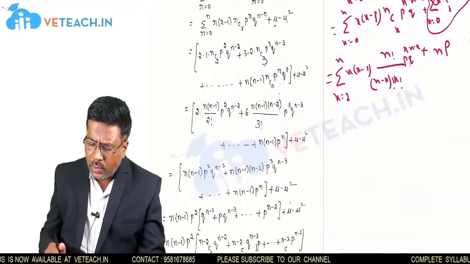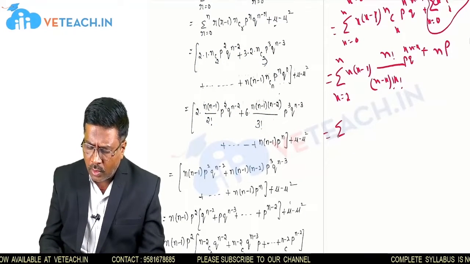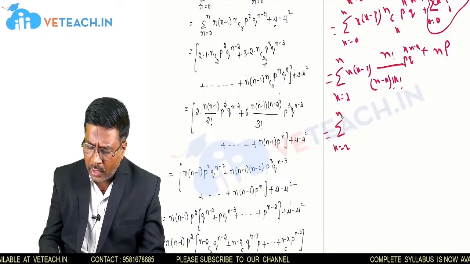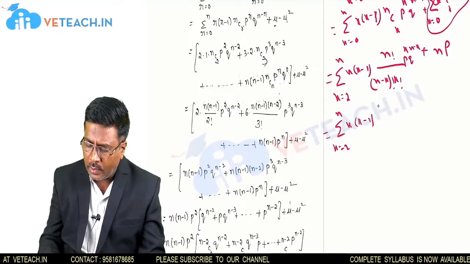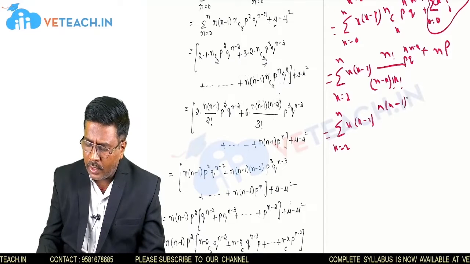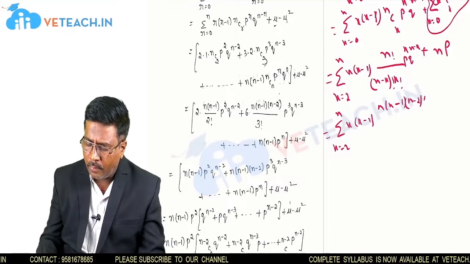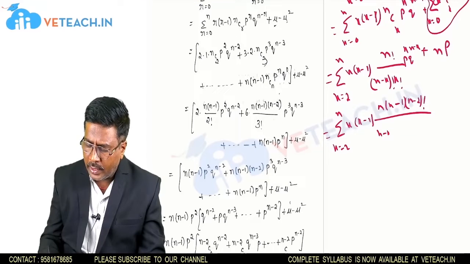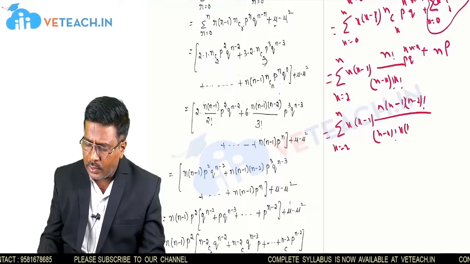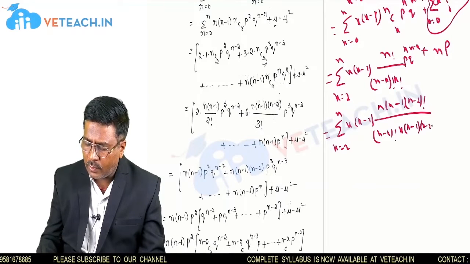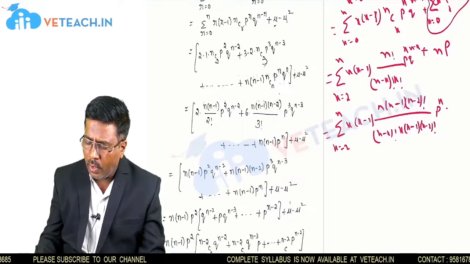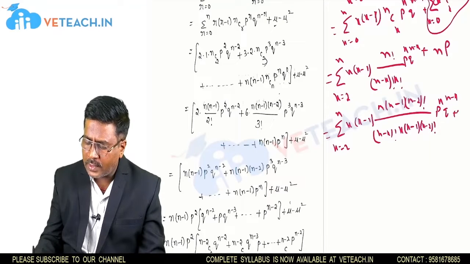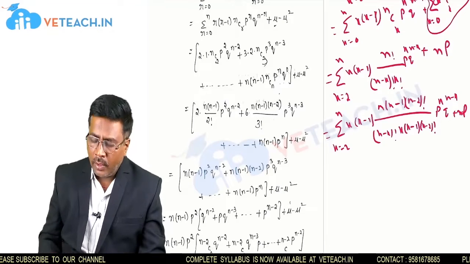Now this is equal to, expanding the two terms, sigma x = 2 to n, x into (x minus 1) into n into (n minus 1) into (n minus 2) factorial by (n minus x) factorial into x into (x minus 1) into (x minus 2) factorial into p to the power of x into q to the power of n minus x, plus np. Will you catch my point?